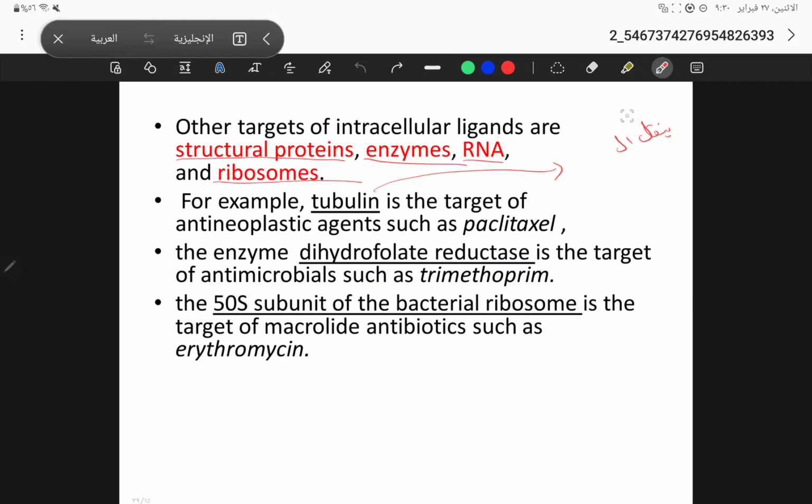ايه كروموسومز تتضاعف، ايه تمام، وبعدين بواسطة المايكروتيوبيولز او التيوبيولين اللي هي اساسها polymer of these will form the microtubules. زين. فإذا tubulin is a target of many anti-neoplastic drug أو نسميها anti-cancer drug.